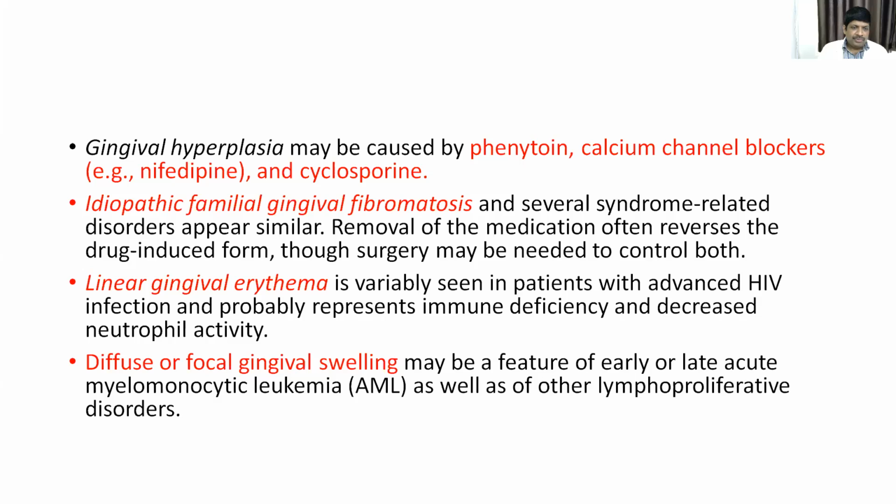The next is diffuse or focal gingival swelling. It may be a feature of early or late acute myelomonocytic leukemia. So in this type of leukemia, in its early phase or the late phase, we can see the focal gingival swelling or diffuse gingival swelling, as well as other lymphoproliferative disorders. So in some kinds of leukemia, you will see this gingival swelling or gingival enlargement.